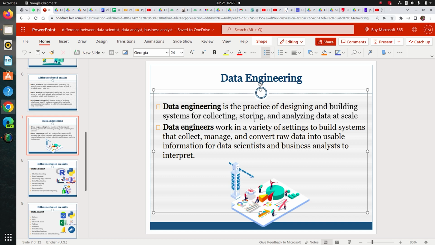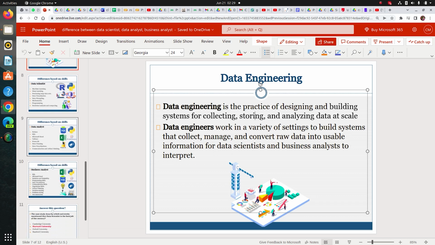It does ETL also. It creates data pipelines. So data engineering is also quite popular nowadays. Sometimes you need to convert raw data into usable information for data scientists and business analysts to interpret. So data engineering does all that task.